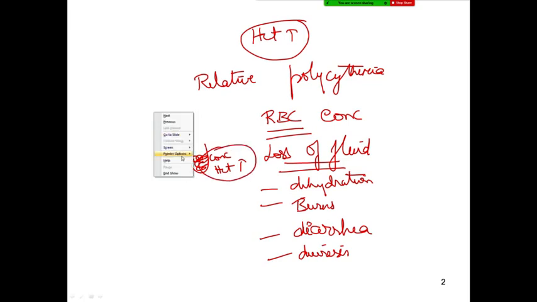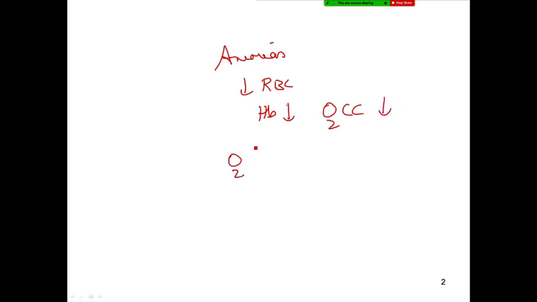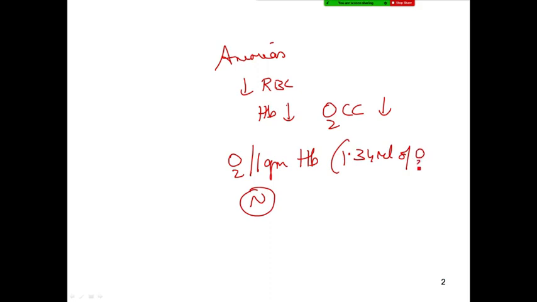Good. Next, when we describe anemias, what is anemia? Decrease in red blood cell count. What will happen to hemoglobin levels? Decreased. Oxygen carrying capacity? Decreased. Oxygen binding to 1 gram of hemoglobin? Normal. Normal, because 1 gram binds to 1.34 ml of oxygen.